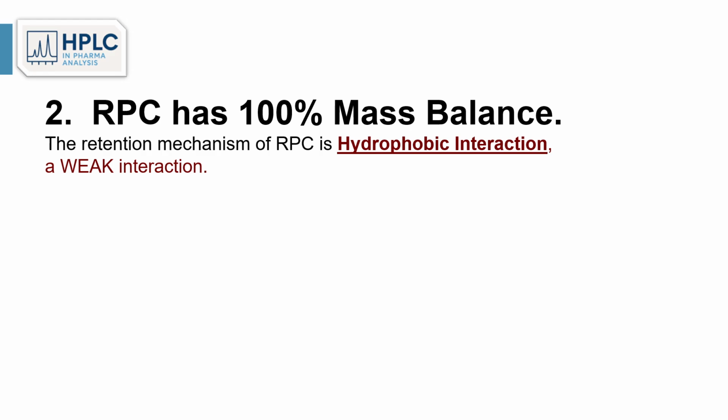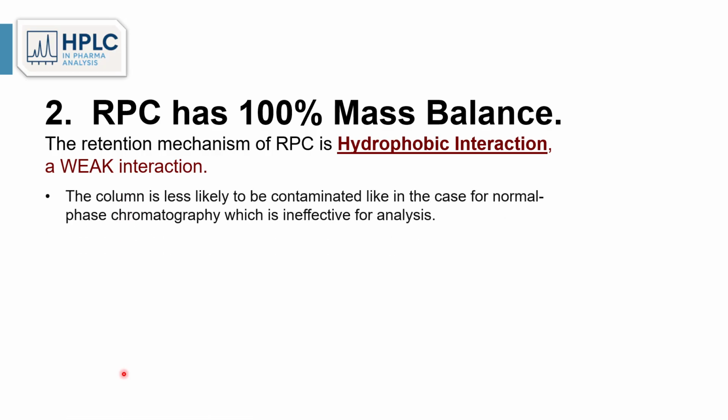Next reason, reason number 2, reverse phase has 100% mass balance. The retention mechanism in reverse phase is primarily something called hydrophobic interaction, which happens to be a weak interaction. Therefore, the column in reverse phase is less likely to be contaminated, very much unlike the case for normal phase chromatography, which is totally ineffective for analysis because of column contamination.